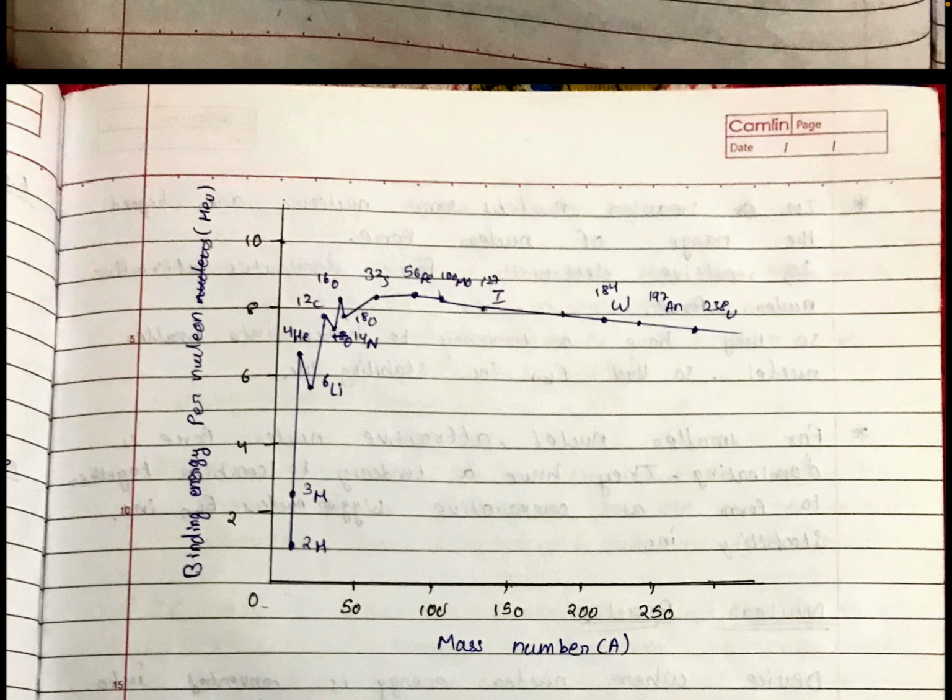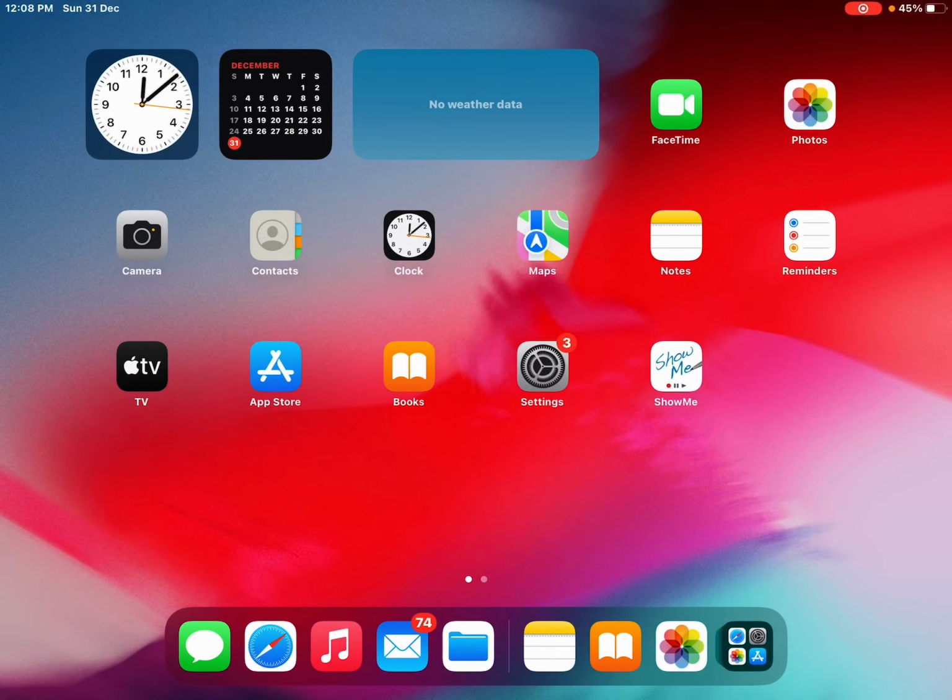In which case does the binding energy per nucleon increase? Both the cases. Why do they undergo fission and fusion? To increase their binding energy per nucleon, so that they become stable. Okay? So how will you draw the graph? Look.